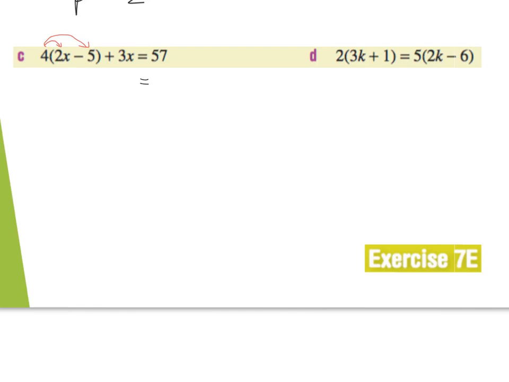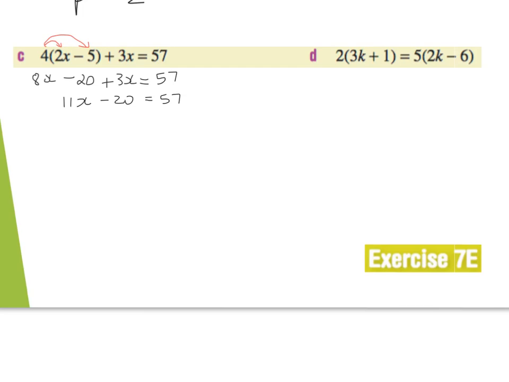I'm going to say 4 times 2x is 8x. 4 times negative 5 is negative 20. And I'm going to have 3x, which equals 57. I'm now going to collect all like terms. Remember, x and x are like terms, so I'm going to combine those. I'm going to collect them together. 8x plus 3x is 11x minus 20 equals 57.